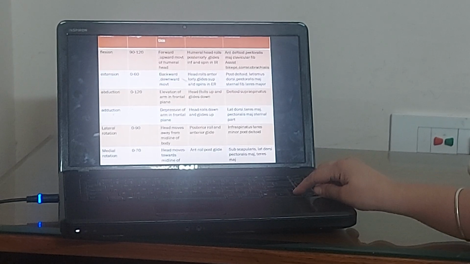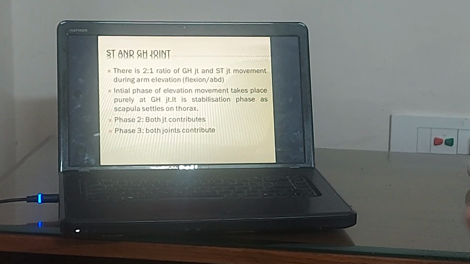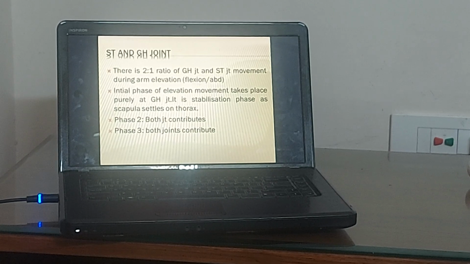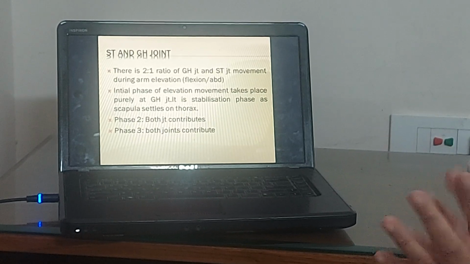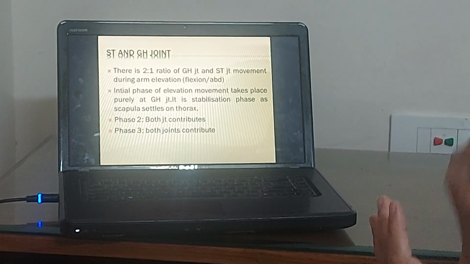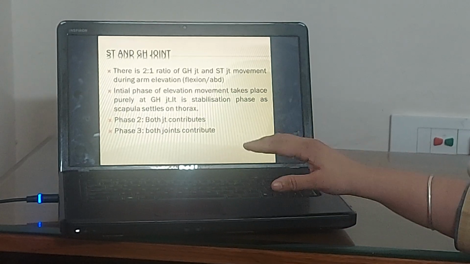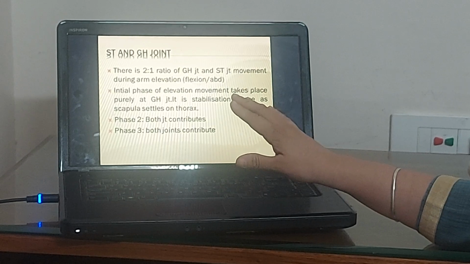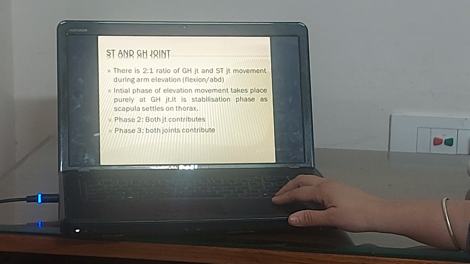Now the very important topic which I want to discuss today is the integrated role of the glenohumeral, scapulothoracic, acromioclavicular, and sternoclavicular joints. This is the integrated function. In the last video we have also seen the integrated function of the scapulothoracic, AC, and SC joints, but we are now incorporating the glenohumeral joint because this is an integrated function of the shoulder complex. Now to understand this, there is a 2:1 ratio of glenohumeral joint motion and ST joint movement in arm elevation.